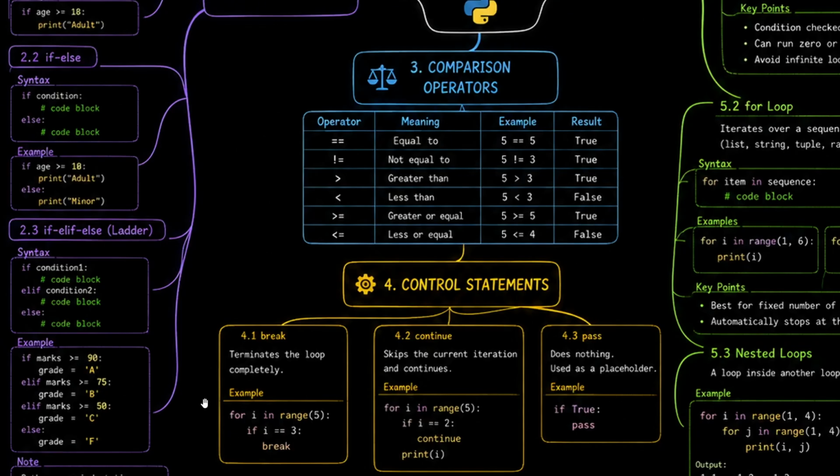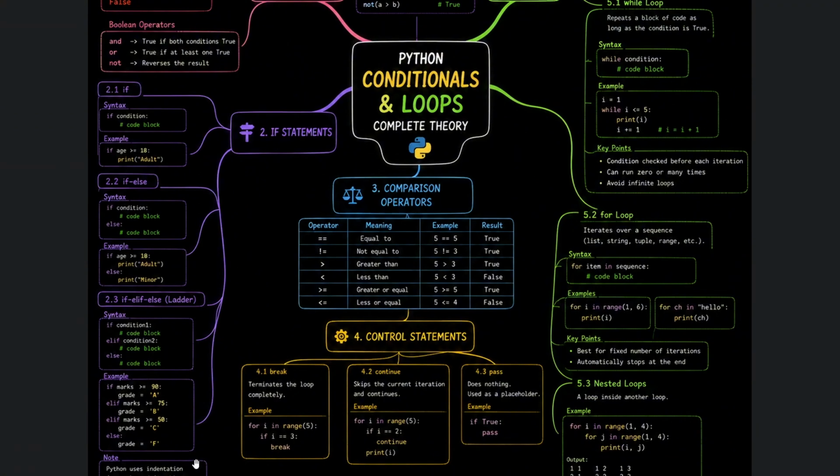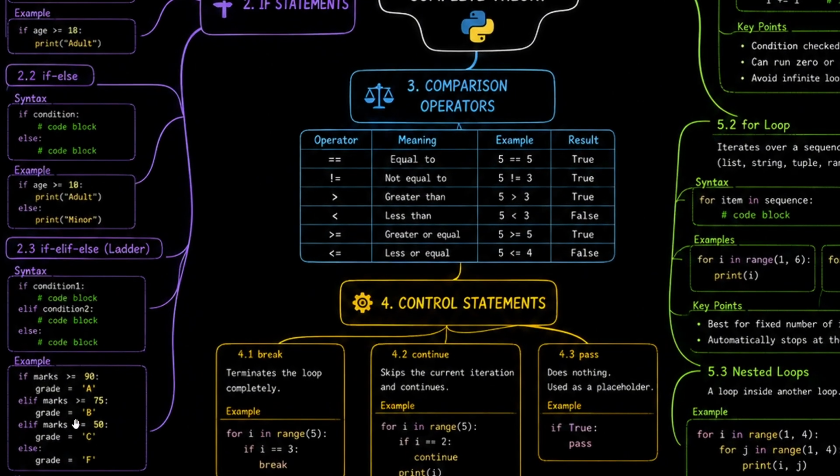You can see if marks are greater than or equal to 90, the student will be assigned grade A. If it's greater than or equal to 75, the grade will be B. If it's greater than or equal to 50, the grade will be C. Else, the grade will be F. So this is the format of how the if-elif-else ladder works. The colon you see after this statement, along with the indentation, tells the compiler where the code block begins. So it has a simple format.